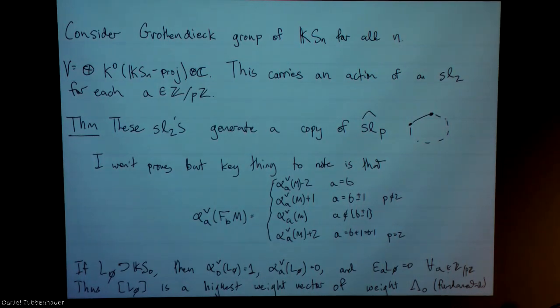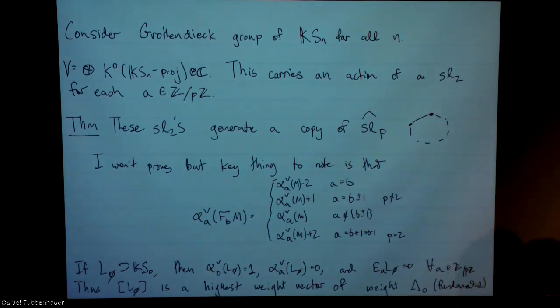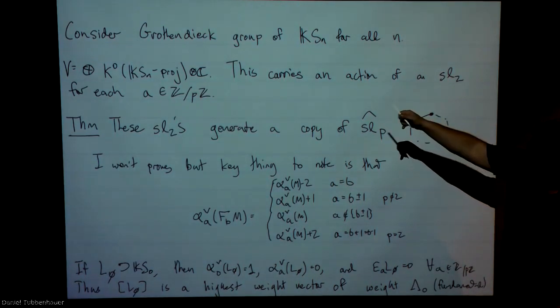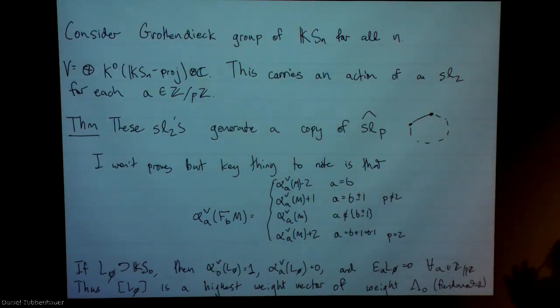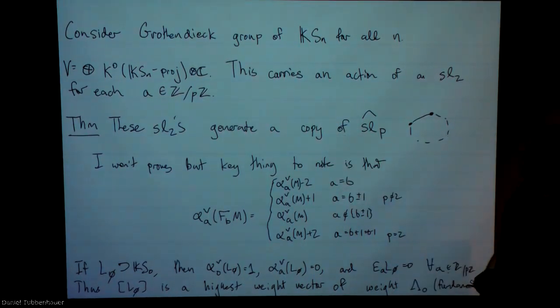These SL2 actions, I feel like it's worth noting. Somehow the things we're going to do mostly just require thinking about them one at a time. But of course, we already talked about this SL3. There is some relationship. So one nice way to think about this is to think about the Grothendieck group of projective modules over all the KSn for all n. I don't really need to tensor this with C, but it's a little bit nicer.